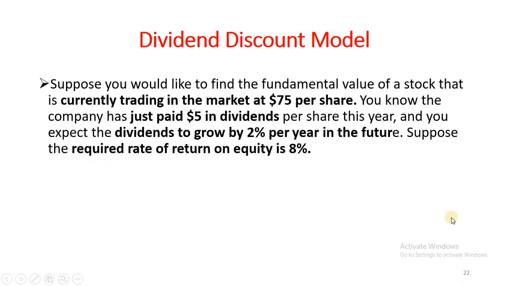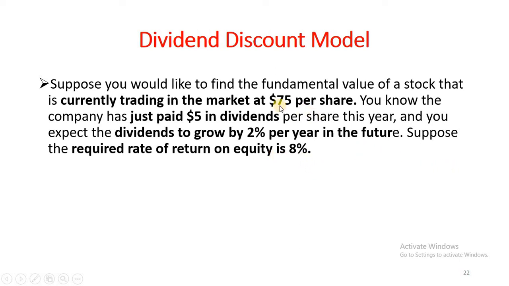Let's look at an example. Suppose the current market price of this share is $75, and the company has just paid a $5 dividend. So this is the most recent dividend, and dividends are expected to grow by 2% per year. Finally, the required rate of return or discount rate of this stock is 8%.